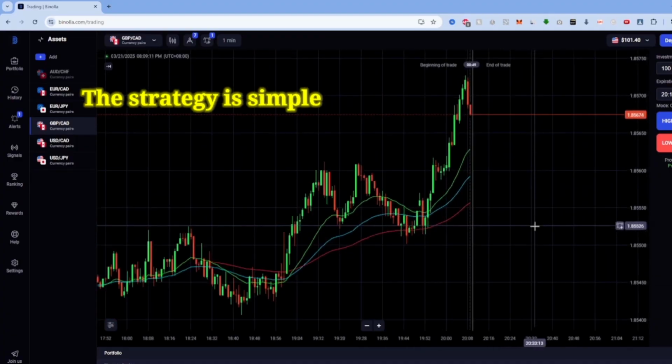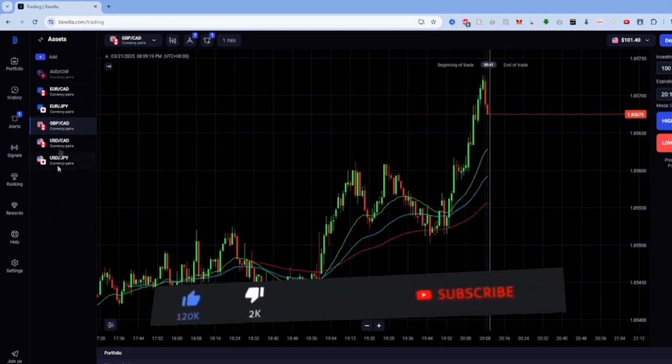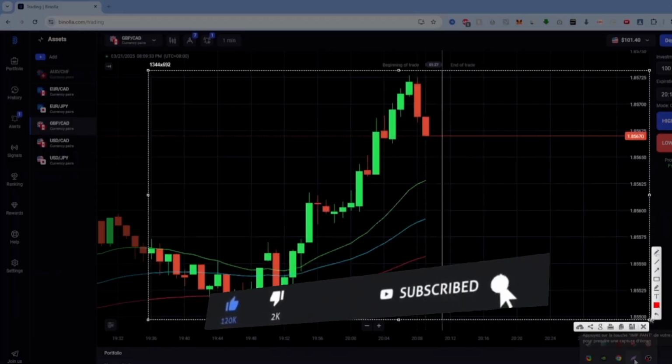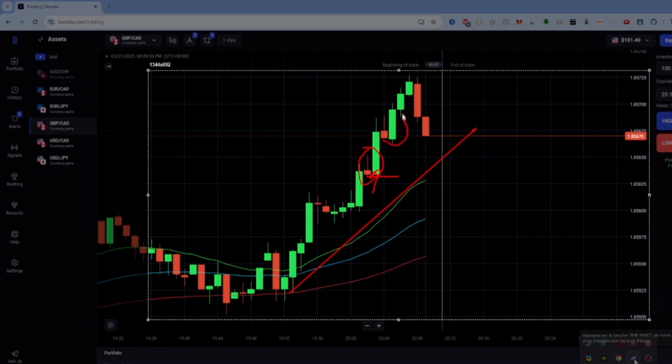The strategy is simple, successful, and very effective. First, choose the pair that you will trade on. As shown, we are in an uptrend characterized by higher highs and higher lows, reflecting strong buying pressure. The strategy is simply to wait for a reversal candlestick pattern followed by an engulfing candlestick pattern that engulfs the previous one. When this happens, I will enter a 2-minute trade.